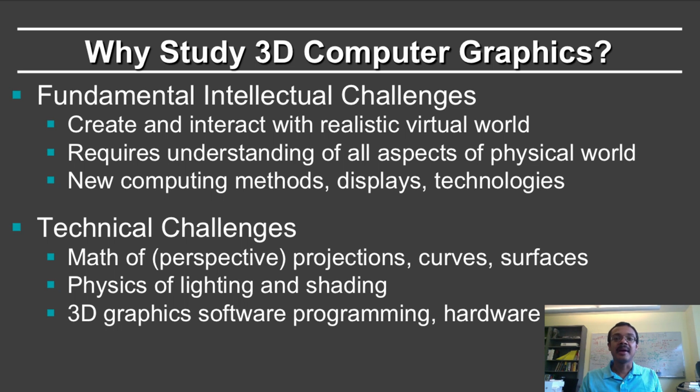How do we understand the mathematics required to do 3D computer graphics? How do I take an object and position it correctly on the screen? How do I draw surfaces that can be used in 3D computer graphics? And we'll be studying the mathematics for all of these different aspects. How do I light an object correctly? How do I place the highlights on it properly? How do I place the smooth shading on it properly? This requires an understanding of the physics of lighting and shading. How are objects lit in the real world?